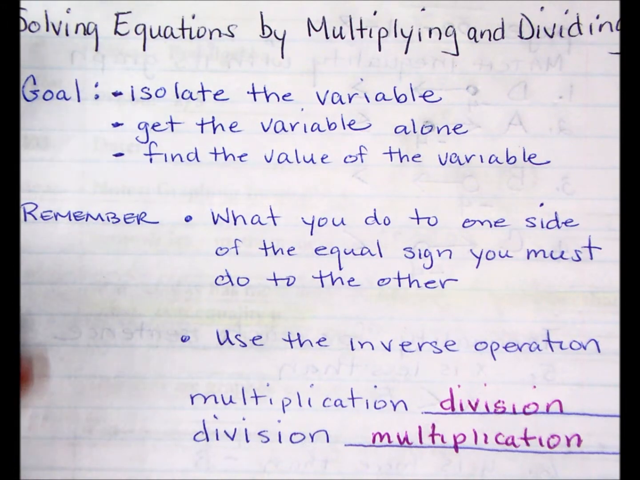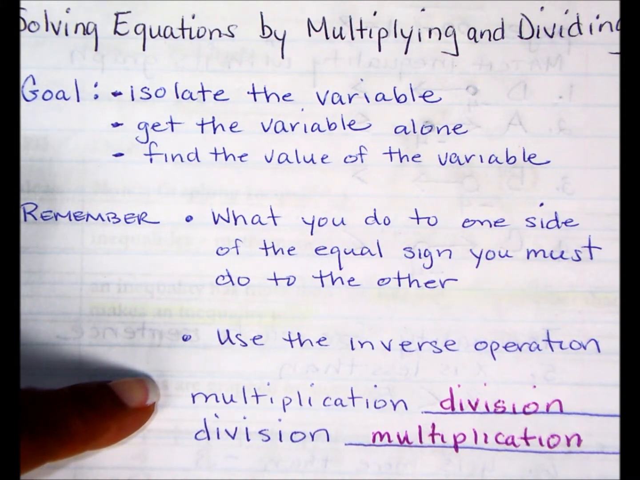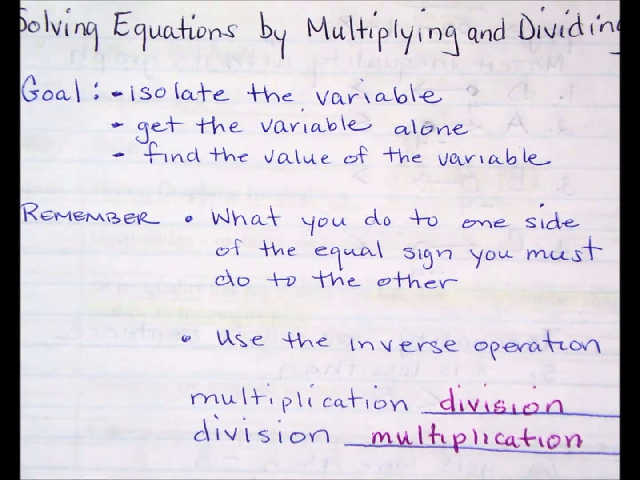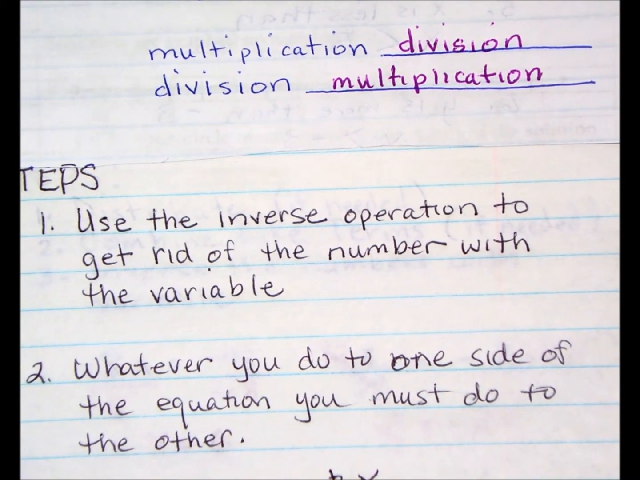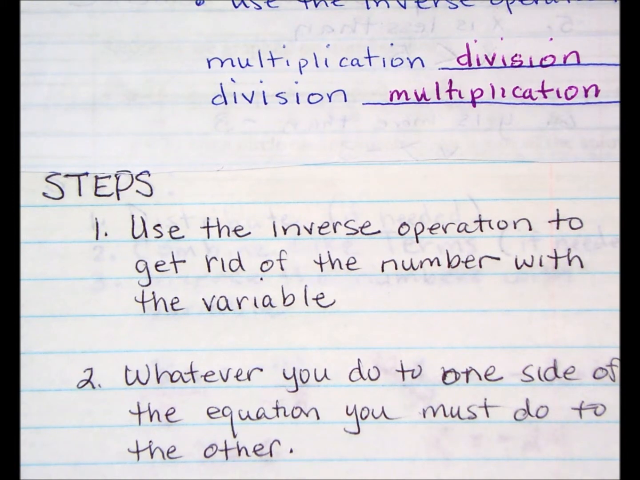We use the inverse operations. The inverse of multiplication is division, and the inverse of division is multiplication. So there are really just two simple steps. One, use the inverse operation to get rid of the number that is with the variable. And two, whatever we do to one side, we have to do to the other side.